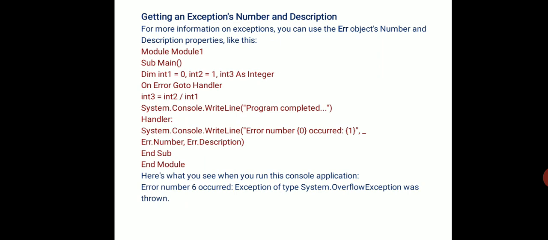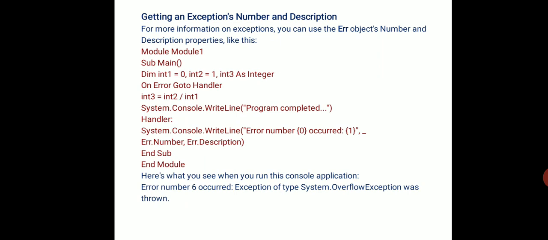See the example here: on error go to handler and the error statement, and system.console.writeLine program completed. The handler is system.console.writeLine, error number occurred, error number comma error dot description. So when you run this program, it will print error number 6 occurred, exception of type system.overflow exception was thrown.